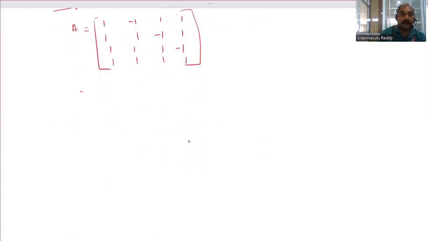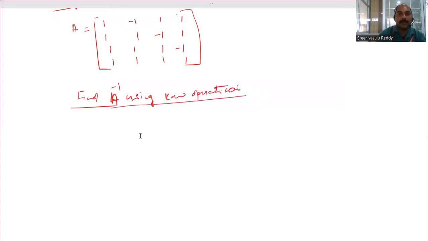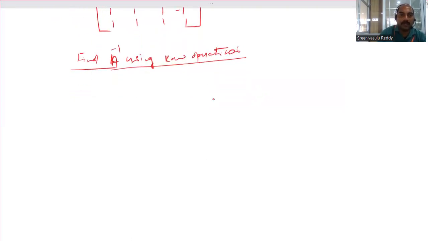First find A inverse by using elementary row operations. From the examination point of view also it is like that: find A inverse, not R inverse, using row operations. You must remember this method. In examinations, we may be asked only up to A inverse. So in this process, the first step is to take A and the identity matrix of the same order. A is a 4 by 4, so I is also a 4 by 4 matrix.